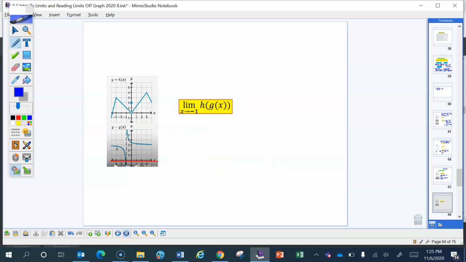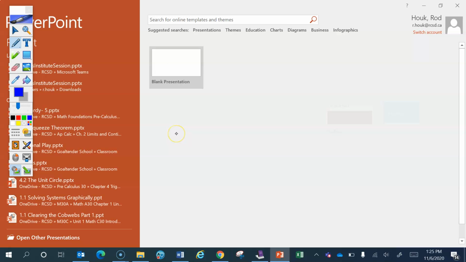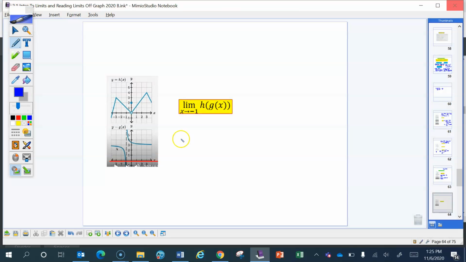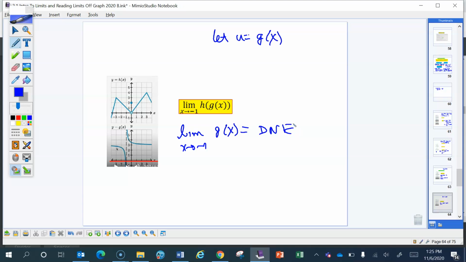So taking a look at this one, first of all, we'll say let u equal our inside function g of x. And we're going to find the limit as x approaches -1 of g of x. And as I approach -1 of g of x, this does not exist. Since the limit of the inside doesn't exist, therefore this limit does not exist.